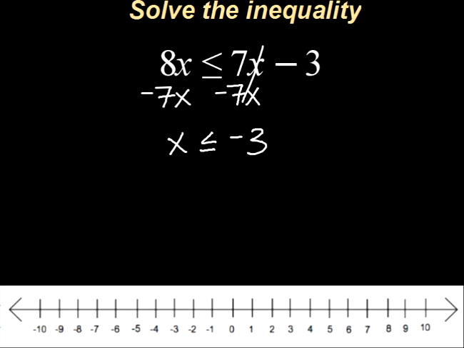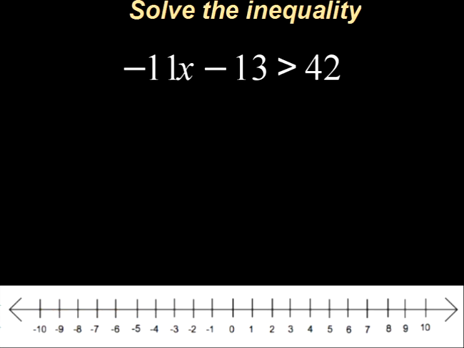To graph that, we will find negative 3 on the number line, and since it is less than or equal to, we are going to include the negative 3 and draw a solid circle. And draw an arrow to the left indicating that our solution is any value that is less than or equal to negative 3. Let's look at another example.